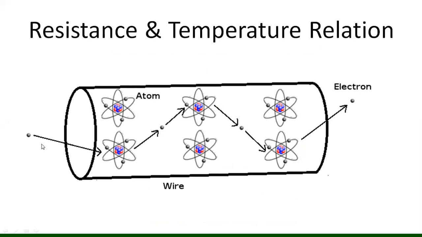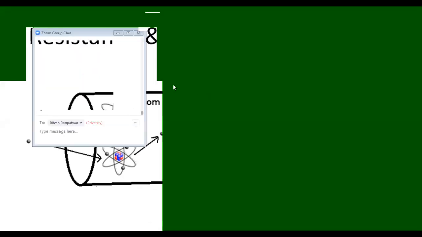It is moving, let's say, and each time that path was stopped because of atoms, that we already know. This concept is called resistance, right? Now just imagine, give me a response in the chat box. If we increase the heat of this material, will the atoms vibrate at greater speed or smaller speed? What do you think?